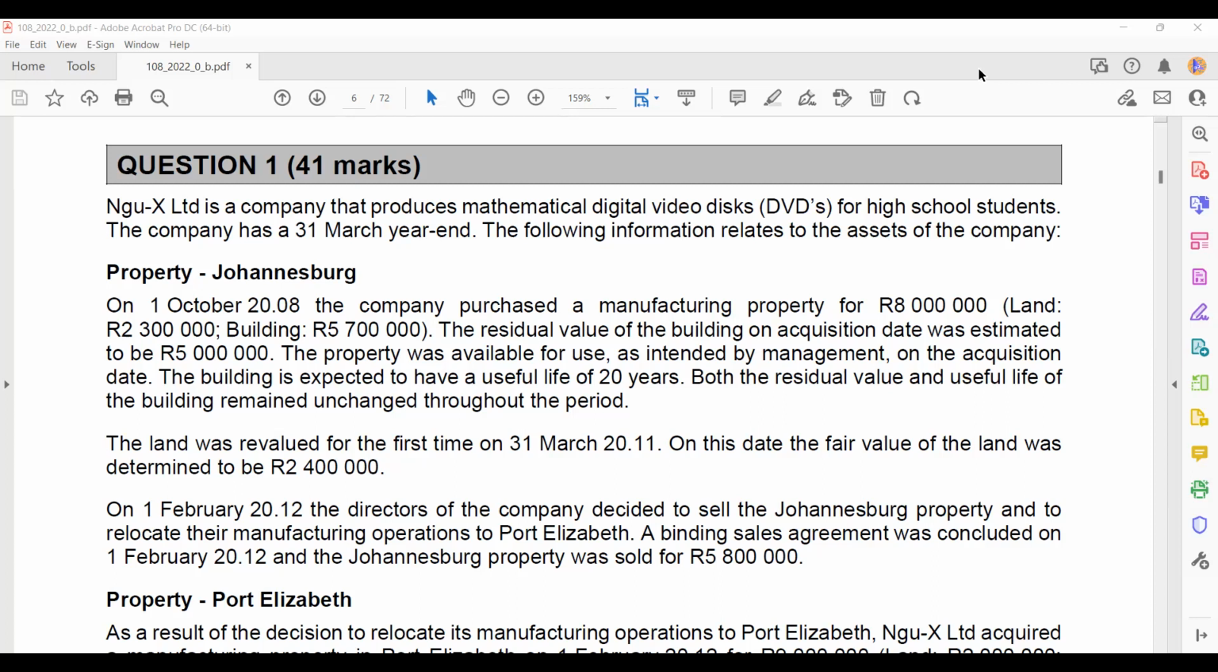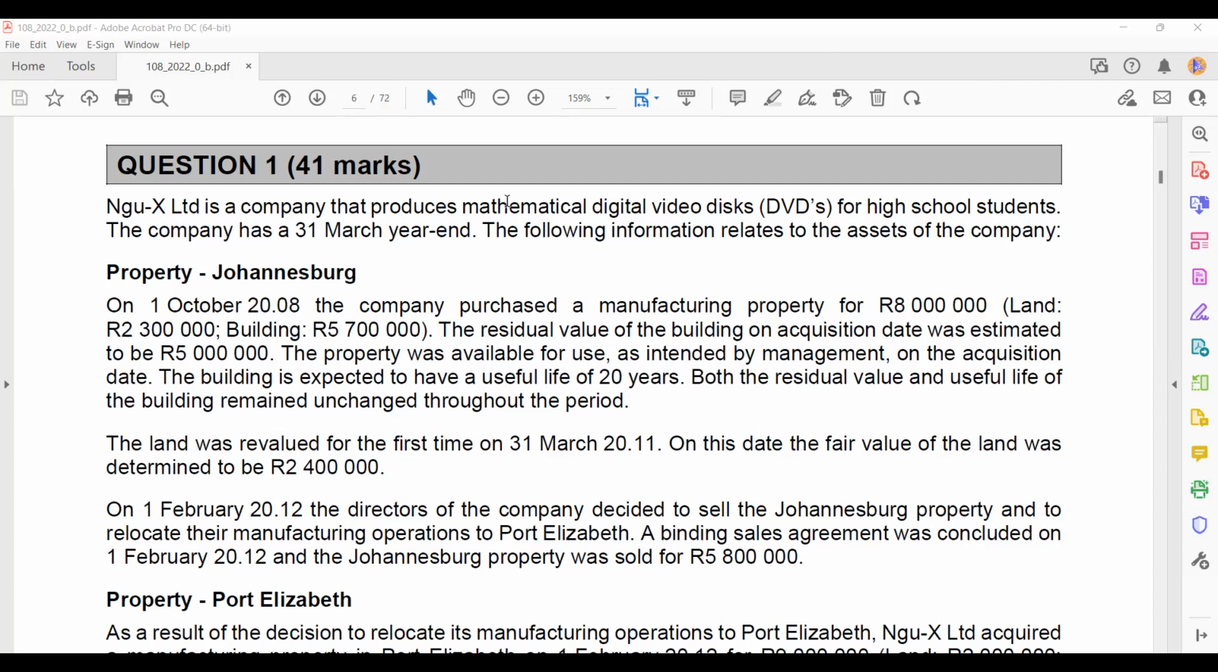Property Johannesburg. On 1 October 2008, the company purchased a manufacturing property for 8 million Rand. Land is 2.3 million and buildings is 5.7 million. The residual value of the building on acquisition date was estimated to be 5 million Rand. The property was available for use as intended by management on the acquisition date. The building is expected to have a useful life of 20 years. Both residual value and useful life of the building remained unchanged throughout the period.